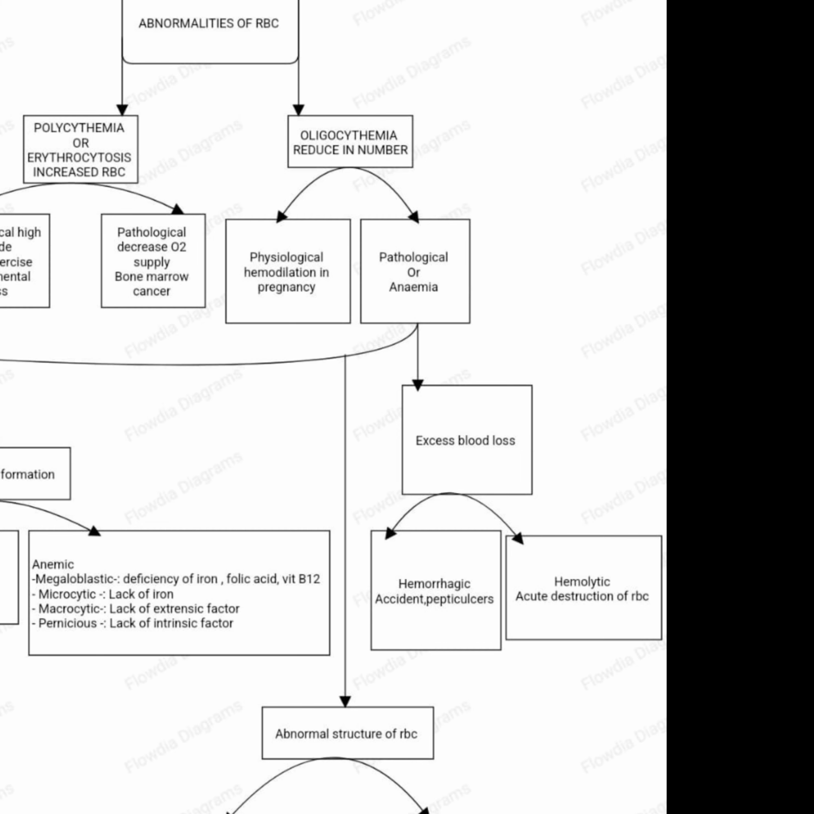Pernicious anemia is due to lack of intrinsic factor. Macrocytic is due to lack of extrinsic factor. Microcytic is due to lack of iron, and megaloblastic is deficiency of iron, folic acid, and vitamin B12. Now let's see excessive blood loss. It is one type of anemia. In this, hemorrhagic accidents and peptic ulcers cause it, and hemolytic means acute destruction of RBC.